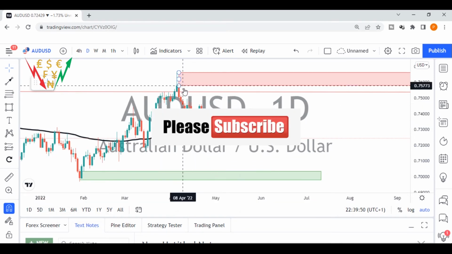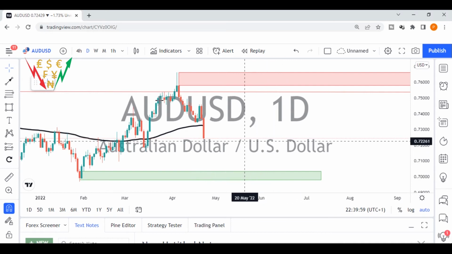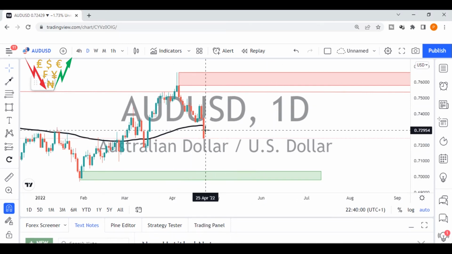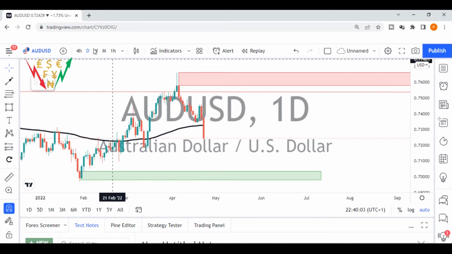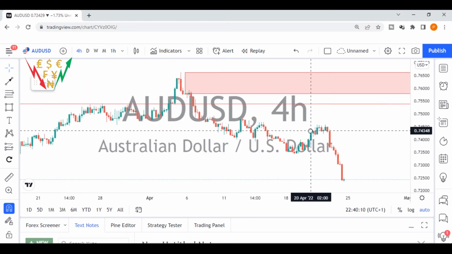But then let's see how this supply zone originated. Now, guys, we have a demand zone which can serve as a midterm take profit for this trade, which could give us about 200 pips or thereabouts. So on the 4-hour chart, guys, let's see how the AUD/USD gave us this very cool supply zone.